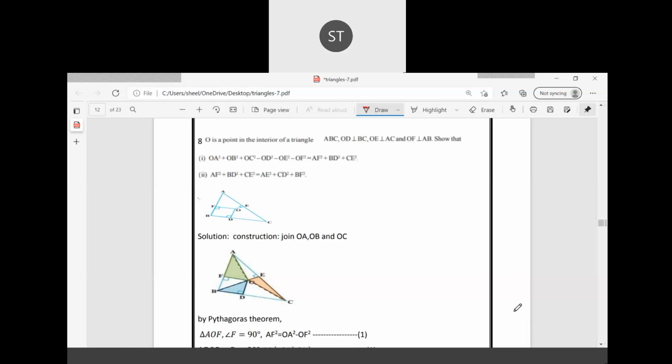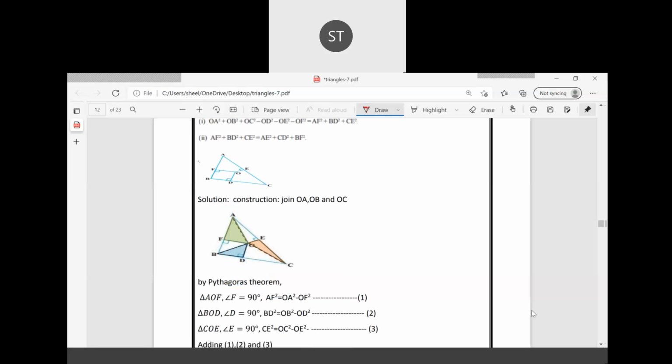Seeing this, you will feel that it is a difficult one. It is not a difficult question. So what is the construction we have to do? Join OA, OB and OC. So we are getting six triangles in the diagram. Because OF is there, OE is there, OD is there, you will get a quadrilateral on each side. Now we are dividing it by joining OA, OB, OC. So you can see six triangles are there.